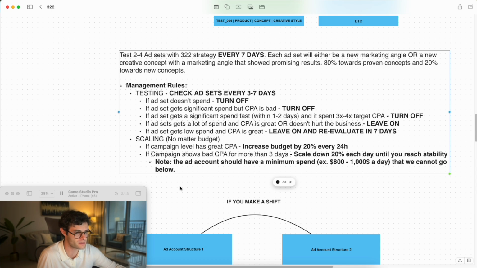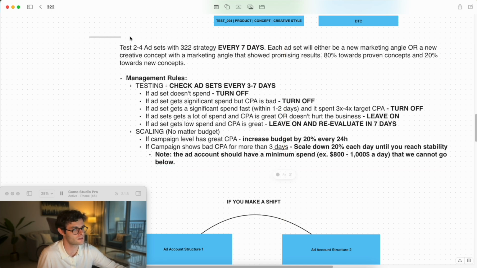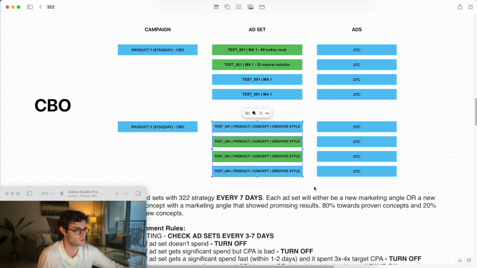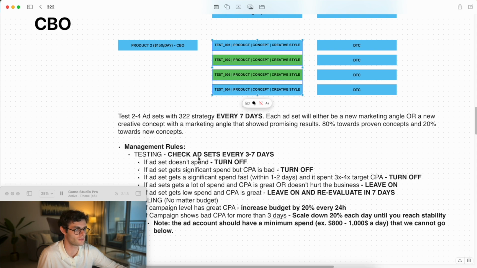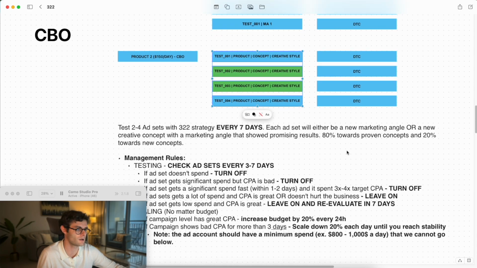This is for businesses that really want to scale aggressively, spend $7, $10, $15, $20,000 a day minimum, and really have a scalable business. This is a great structure. I really, really love it. You don't really think too much about your ad sets. You just focus on creatives. You turn things off and on every 3 to 7 days. And you launch new ads every 7 days. This is how we do it.